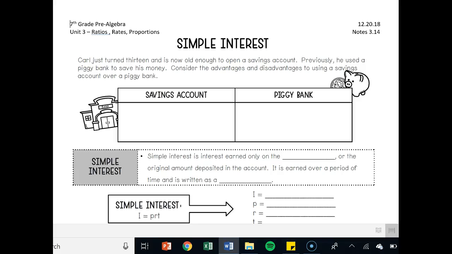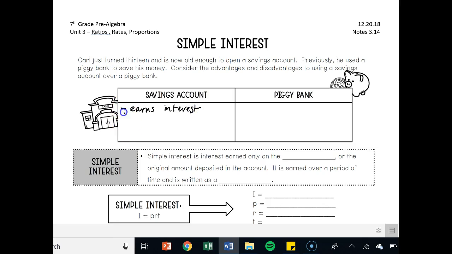Today we'll learn about simple interest. If Carl just turned 13 and is now old enough to open a savings account, previously he decided to use his piggy bank, just kept it at home. Now he's deciding, okay, what are the advantages or disadvantages of getting a savings account? For the savings account, the big thing is that it earns interest, and that's what we're going to talk about today. It's like extra money for you giving the bank your money.